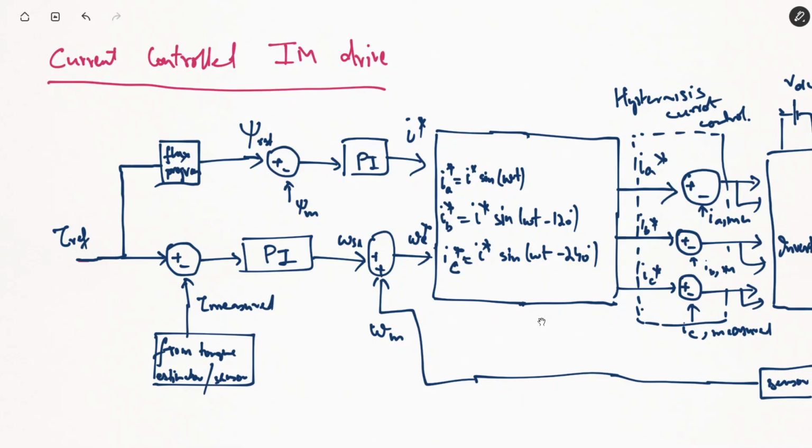Fine. And as said, this drive scheme, the current control drive scheme, will be much more robust as compared to the voltage control drive scheme in both acceleration as well as in regenerative mode. The response will be much more robust. Fine.